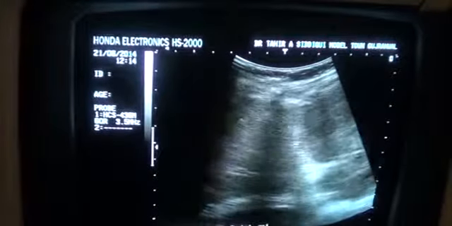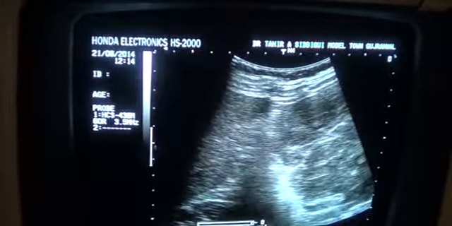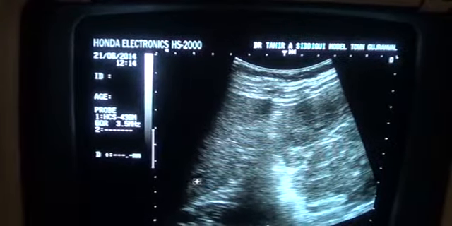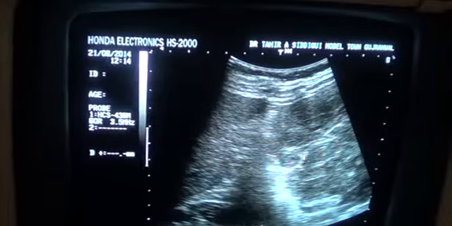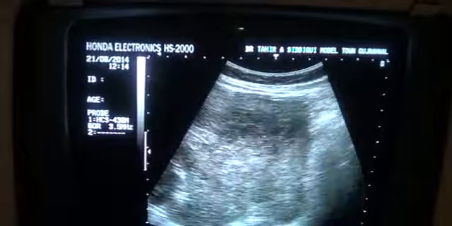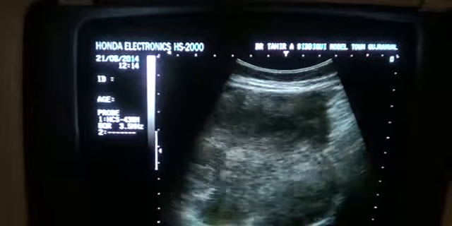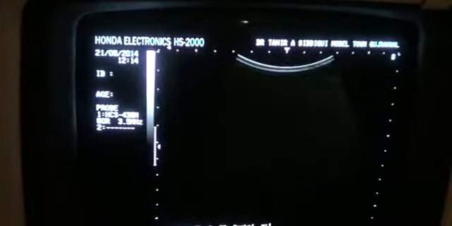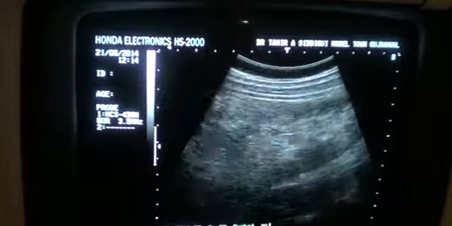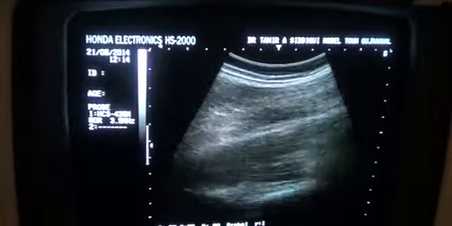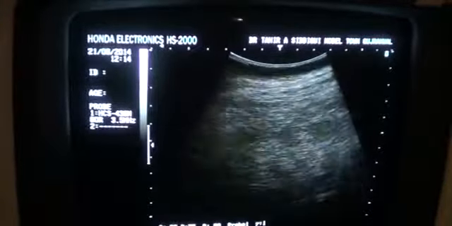Now this mass is extending up to, you can see, this is the liver, left lobe of the liver, this is the caudate lobe, and this is the boundary of the complex mass. Now what about the left paracolic gutter? There is no fluid seen in the left paracolic gutter.